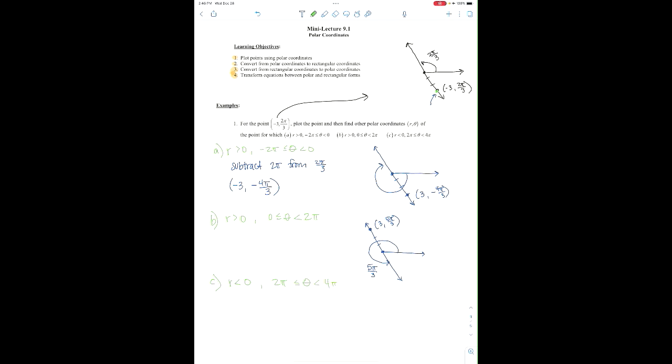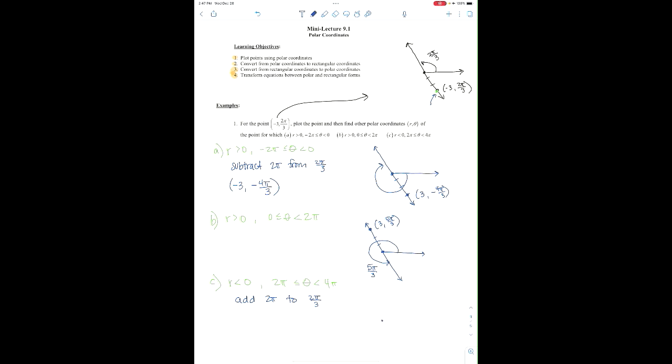4 pi. Okay. So between 2 pi and 4 pi, this means that we need to go over 2 pi. We need to go around the circle a full time and some additional after that. So what I'm going to do is add 2 pi to our original 2 pi over 3. That takes us all the way around the circle and then some, and that gets us into that range between 2 pi and 4 pi.